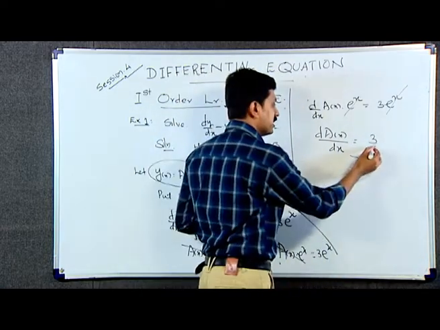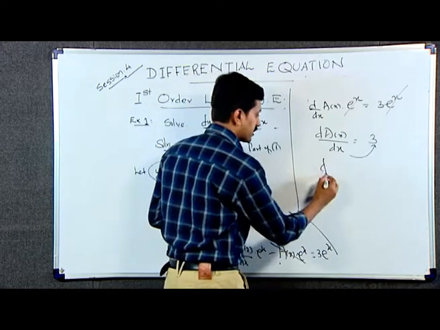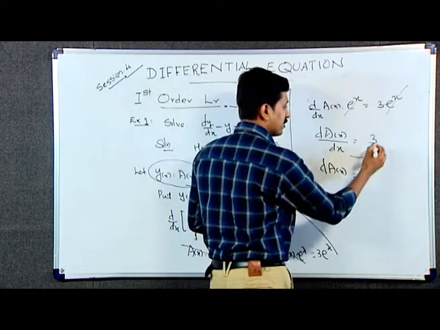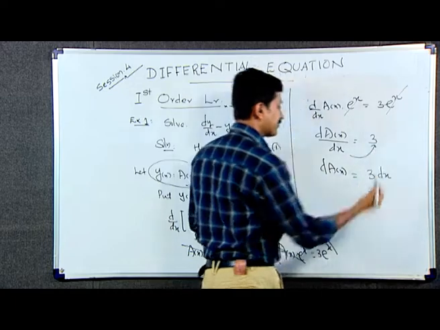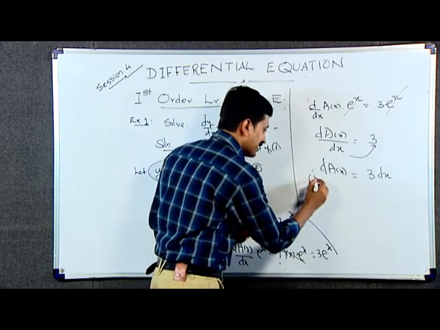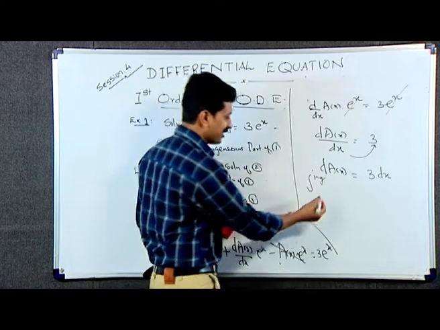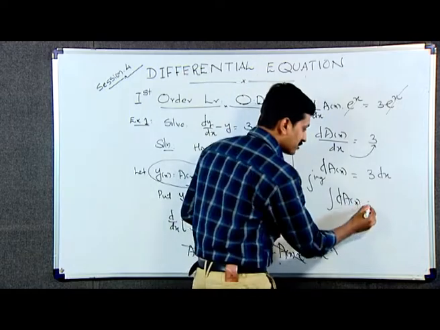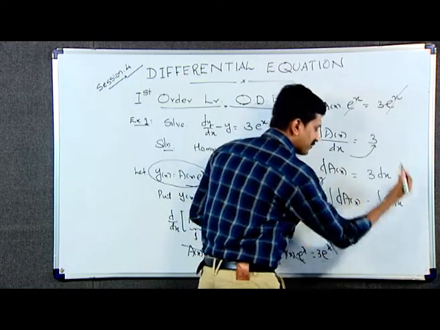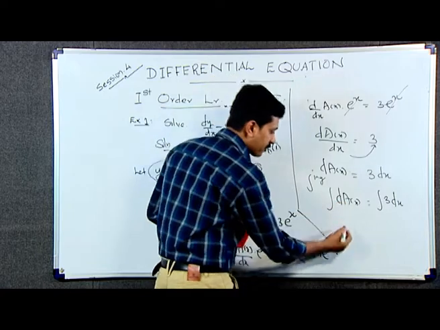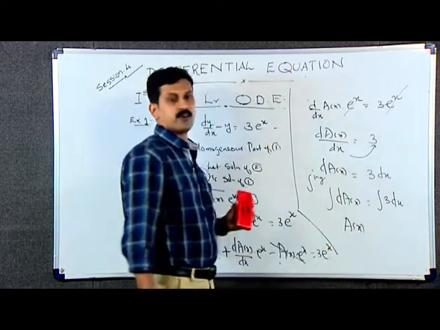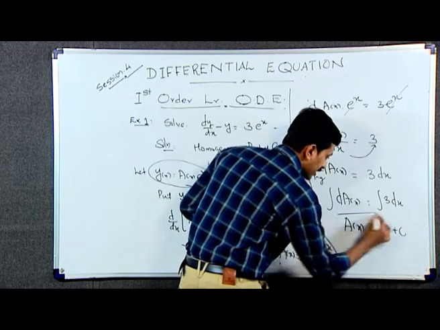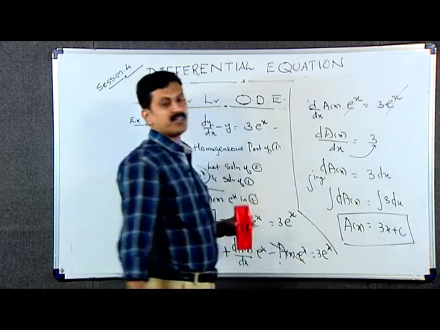Now, I am taking this dx to the other side, d of a of x is equal to 3 into dx, 3 dx. Integrating both sides, what will happen? Integral of derivative of a of x is equal to integral of 3 dx. Integral of derivative of a of x is nothing but a of x. Integral of 3 dx is 3x plus c. Now, we found the value of a of x.